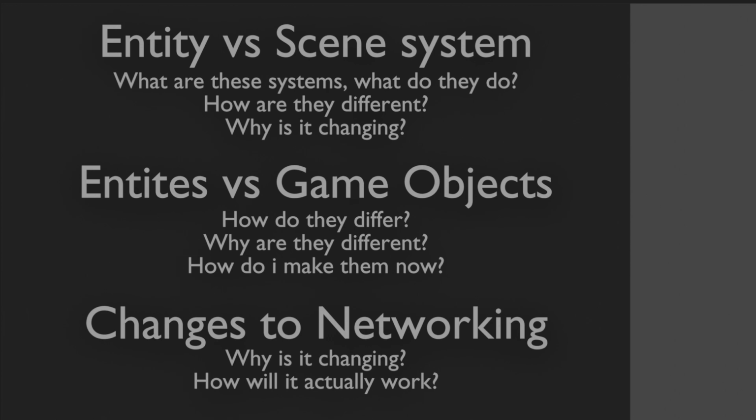The main crux of this change is the entity system removal and the replacement with the scene system. What are these systems and what is the point of them, what do they do, and how are they different and why is it changing? With that, it's going to also change how objects exist in the world. Before, there was entities, and now there are game objects.